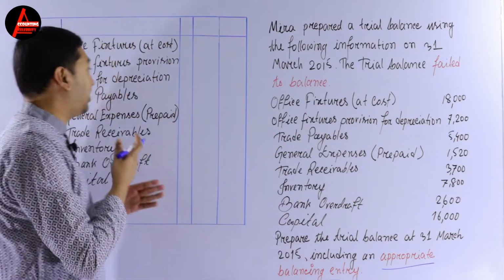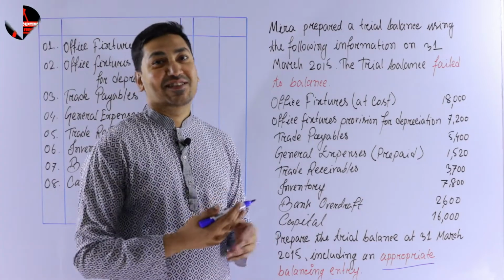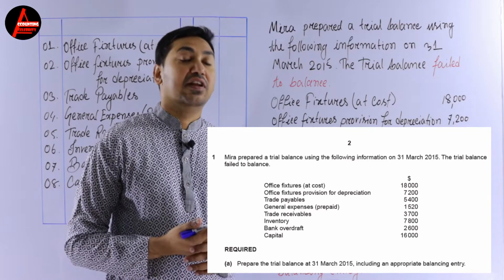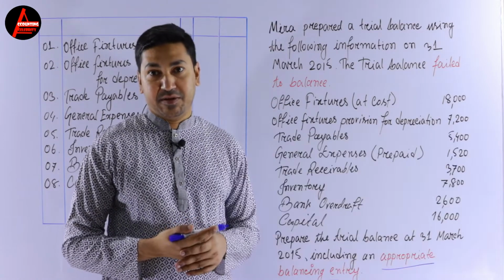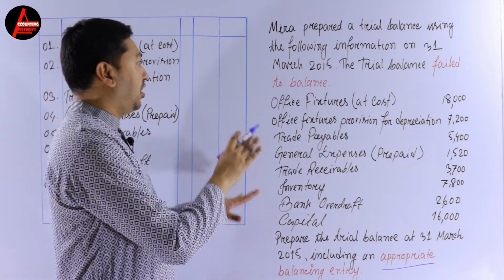I'll show you here in this trial balance. This question is actually taken from Cambridge O-level accounting past papers. So see how to do it.